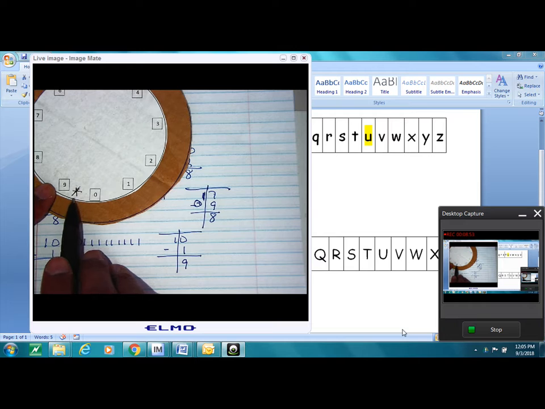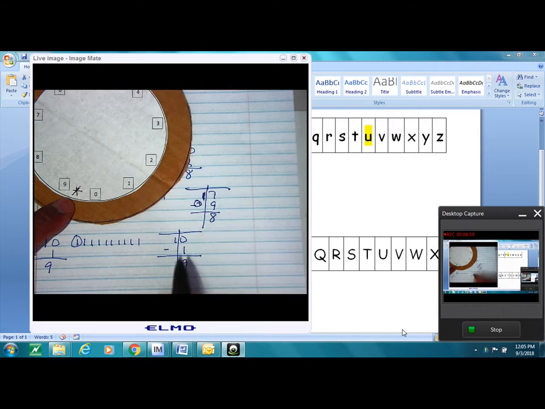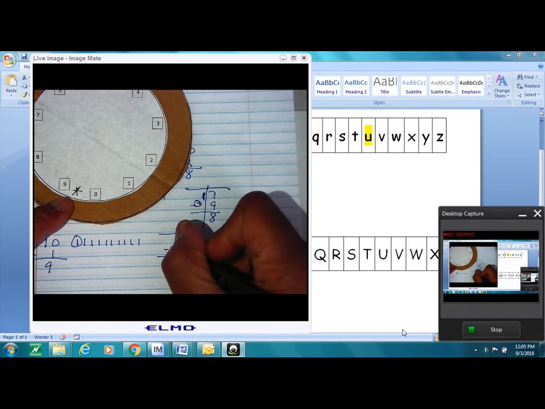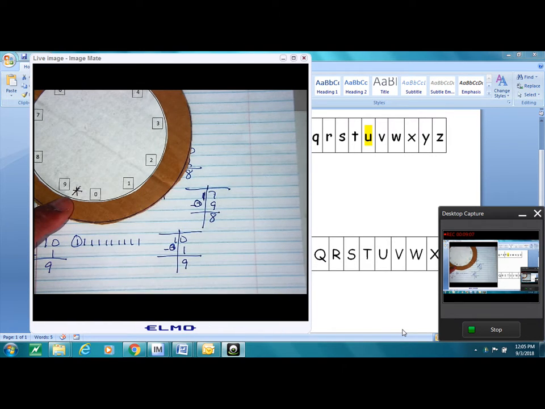Did we cross the star? The answer is yes. If you cross the star, you have to take an extra 1 away from this side. There's no number here. You weren't taking anything away before, but now you're taking away 1. So 1 minus 1 is 0, and you can leave that blank. 10 minus 1 is still 9.